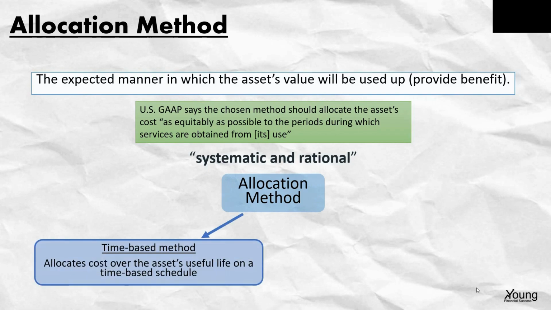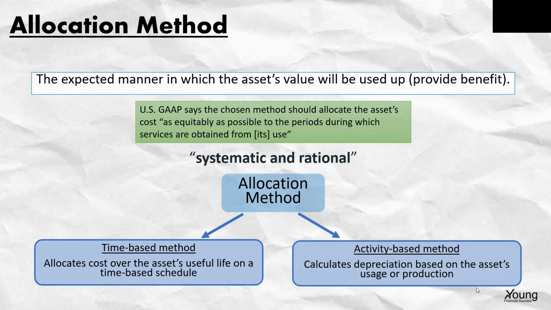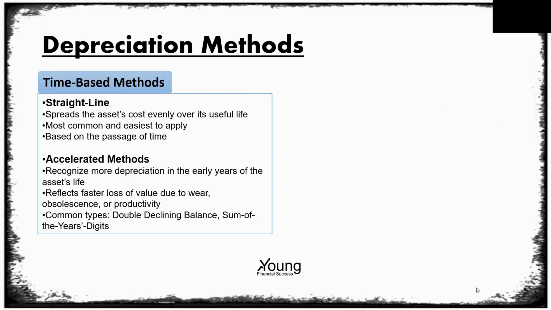So the allocation methods, we can do time-based. That's going to be a cost over the asset's useful life on a time-based schedule, monthly or yearly. And it could be activity-based, which calculates depreciation based on the asset's usage or production. We're going to look at 3 methods that fall under time-based, and then we're going to look at 1 method that falls under activity-based. The time-based is going to be straight line depreciation, which is the easiest. It's very straightforward, so we're going to focus on that one first. It spreads the asset's cost evenly over the useful life. It is the most common and the easiest one to apply, and it's based on the passage of time. How long do we think the service life is going to be?